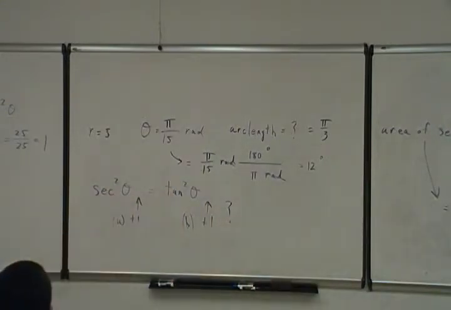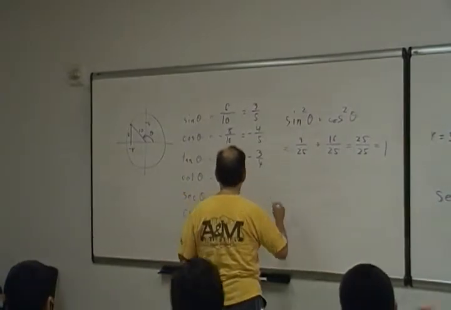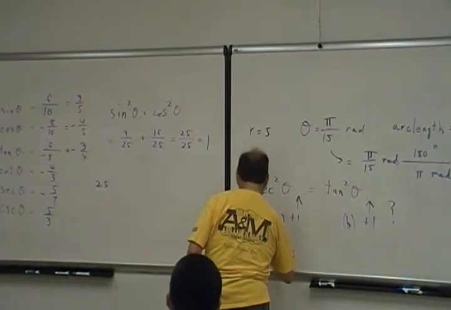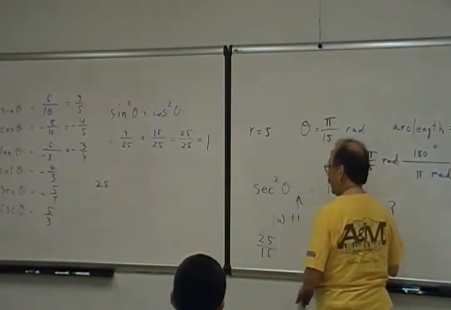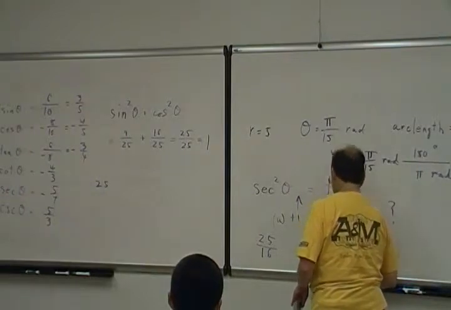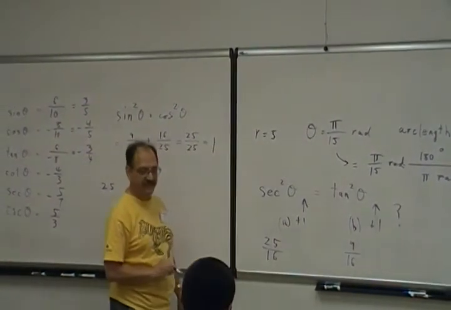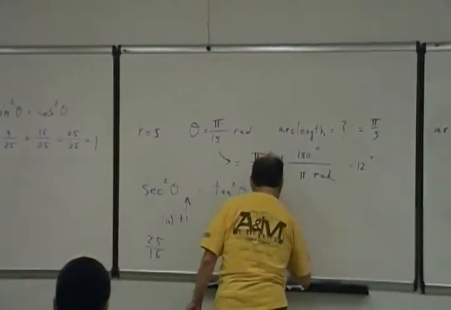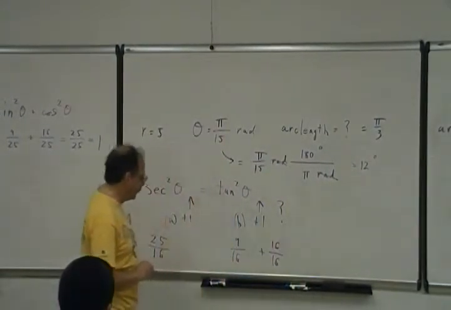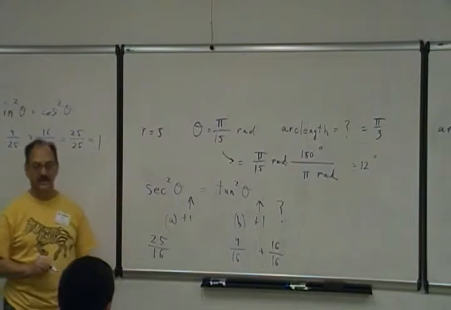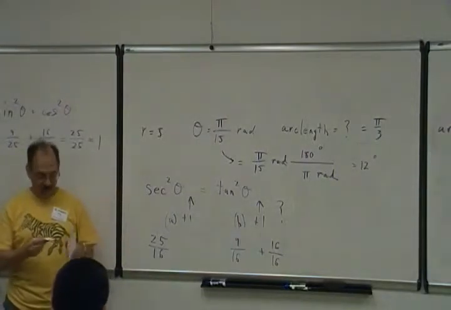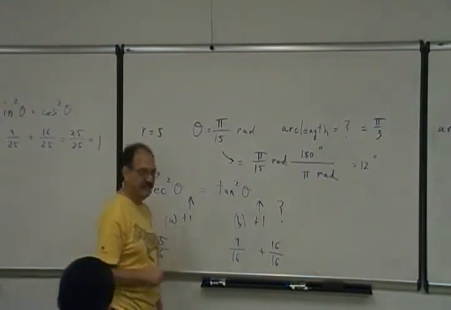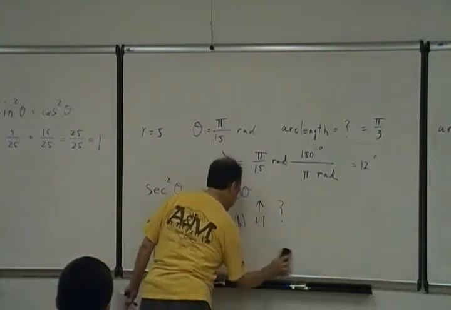So here's a special case. Secant squared is 25 over 16, I'll write it under here. Tangent squared is 9 over 16. Which one needs the plus 1? So that would be plus 16 over 16, which is a plus 1. And so that's where the 1 goes. Okay? That's one way to figure it out. I don't do it that way, but that's okay. This is an okay way to do it.